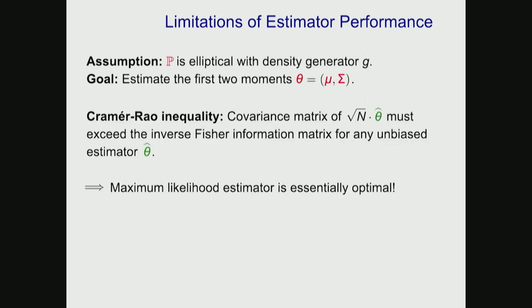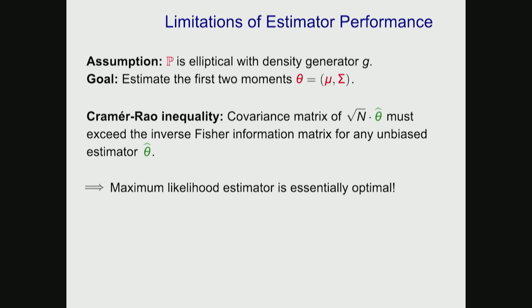Similarly, if for some reason we knew that the true distribution was an elliptical distribution with a known density generator, then we would only have to estimate the mean vector and the covariance matrix. These would be the only parameters that are to be estimated. Now, we know from the Cramér-Rao inequality that the covariance matrix of any unbiased estimator for these parameters, multiplied by the sample size, must exceed the inverse Fisher information matrix. So again, there is a fundamental limit to the extent to which you can improve the estimator. So this actually also means that maximum likelihood estimators are essentially optimal.